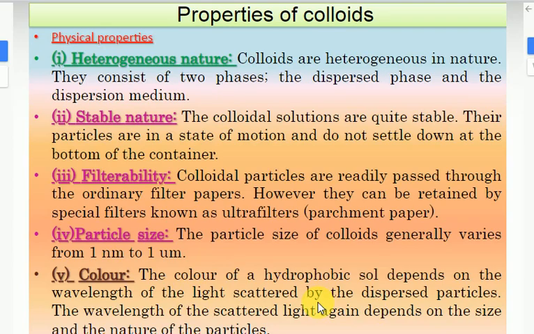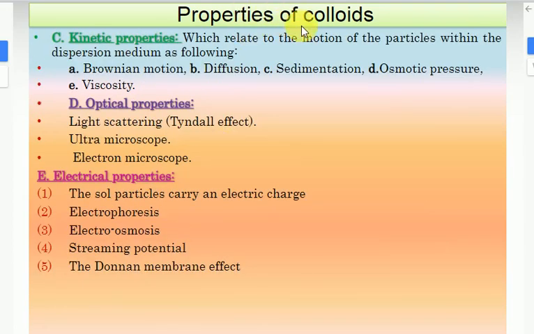I'll give an example. Suppose you take milk and pass light through it. When light comes directly, you can see a red color. But if you observe at a 90 degree angle, then you see the blue color. So the same solution gives different colors. We'll discuss later.